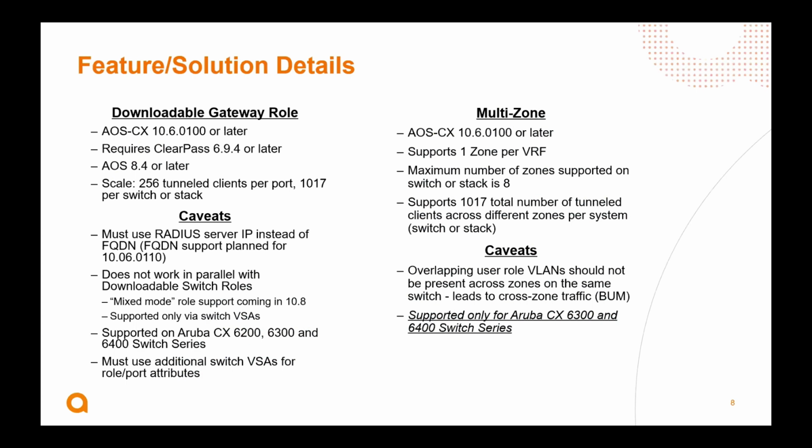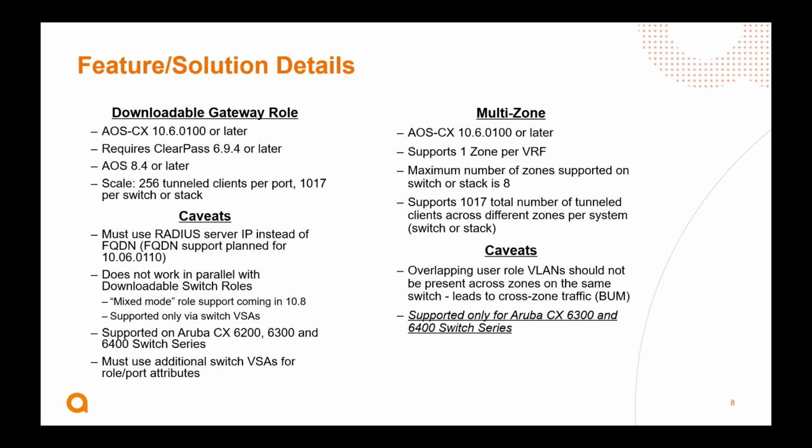Sorry, yes, there's one question here. The question was, is there only one UBT zone per VRF? Correct. It's one zone per VRF. The maximum number of zones is 8 in a switch stack. Thank you. So for the downloadable gateway role, scale hasn't changed. It's still 1,017 tunnels per switch stack, 256 tunnels per port.